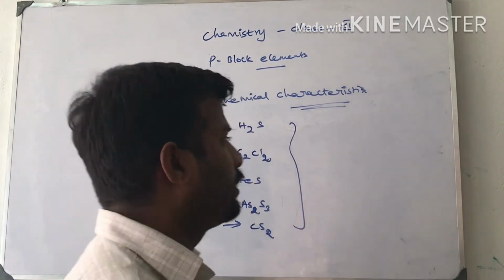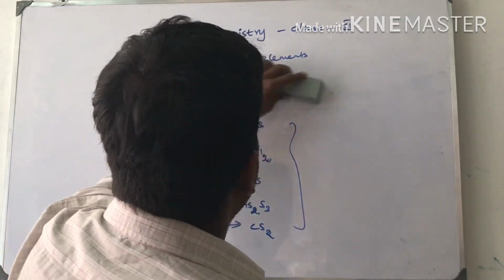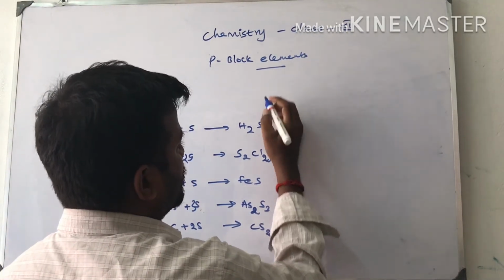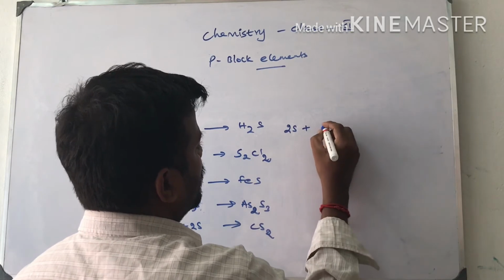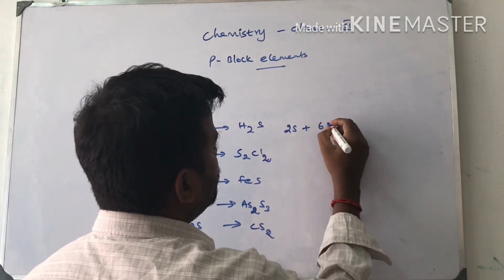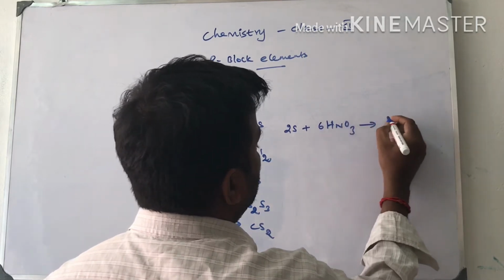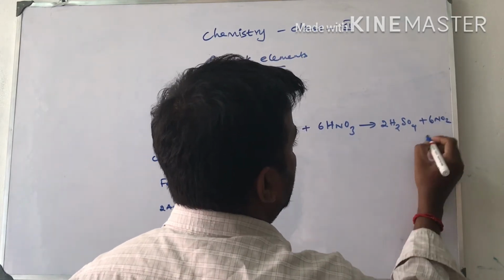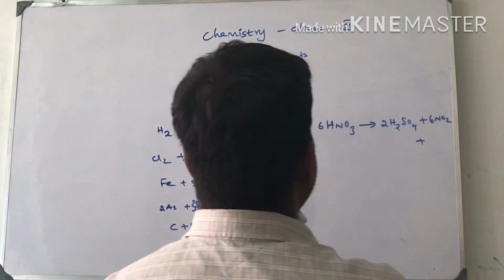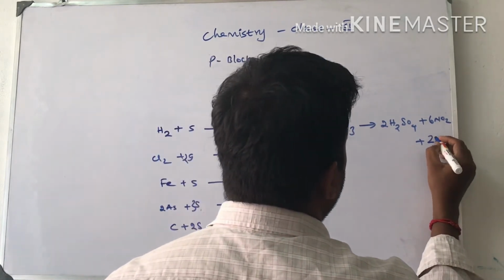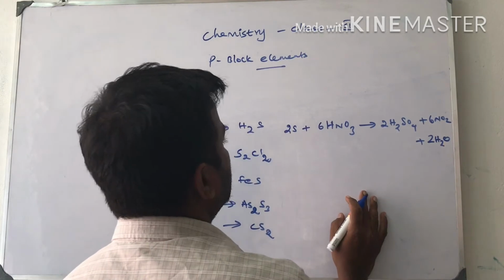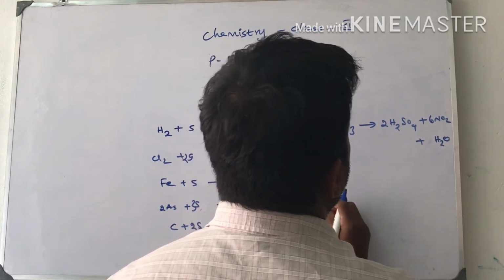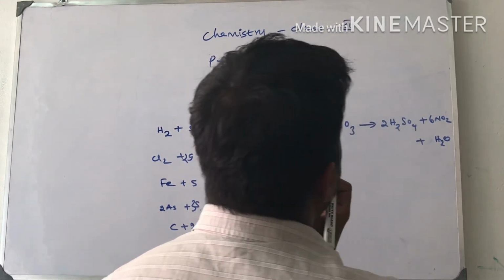Now I am going to react these things with acids. What happens when these chemicals react? Sulfur reacts with nitric acid. Suppose S plus 6HNO3 produces H2SO4 plus 6NO2 plus 2H2O. Okay. So these are the products coming out from this reaction.